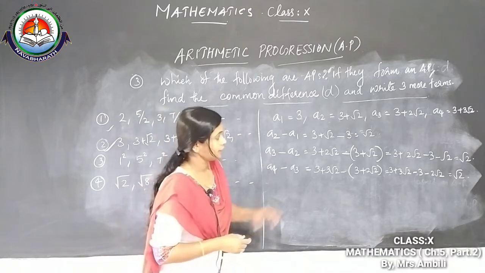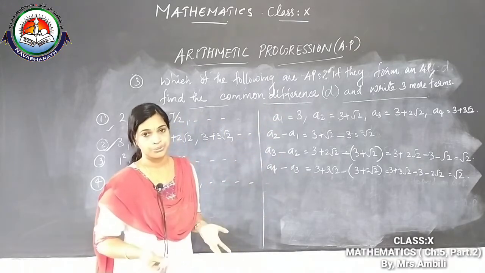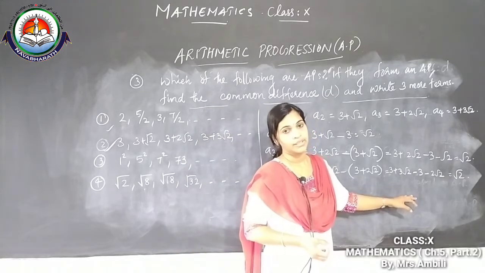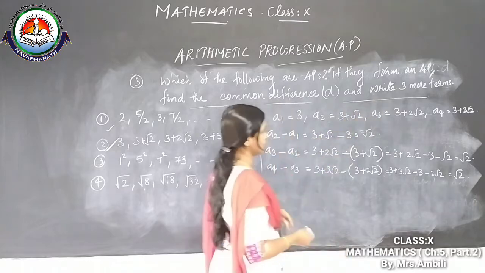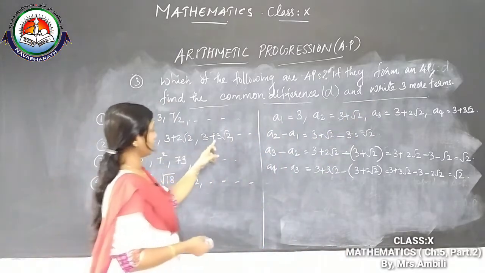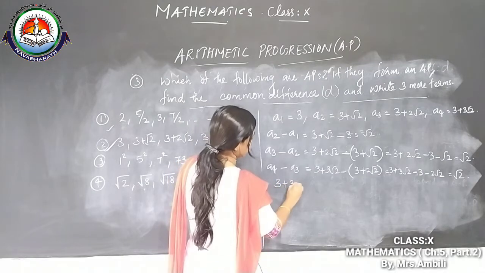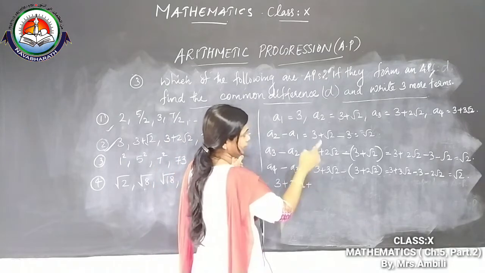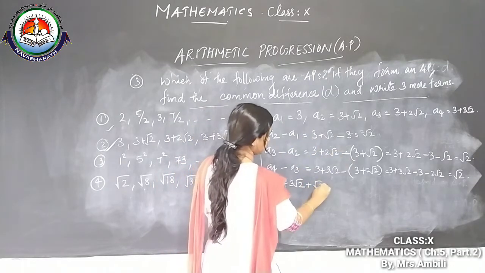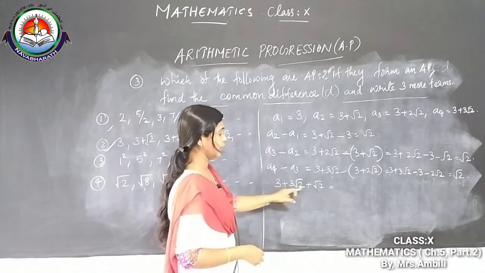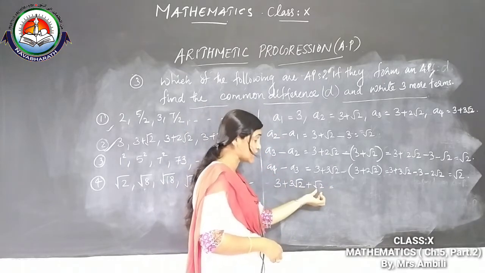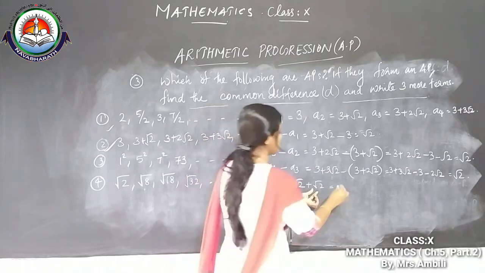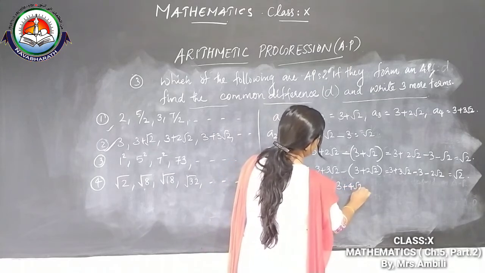So, what is the D? What is the common difference D here? Root 2. So, write common difference equal to root 2. Okay. Then what is next question? Write 3 more terms. So, what is our last term? What he wrote here? 3 plus 3 root 2. So, for getting next term, what we will do? 3 plus 3 root 2 plus root 2. 3 root 2 plus root 2 means 1 root 2. 3 root 2 plus 1 root 2, 4 root 2. So, what we will get? 3 plus 4 root 2.